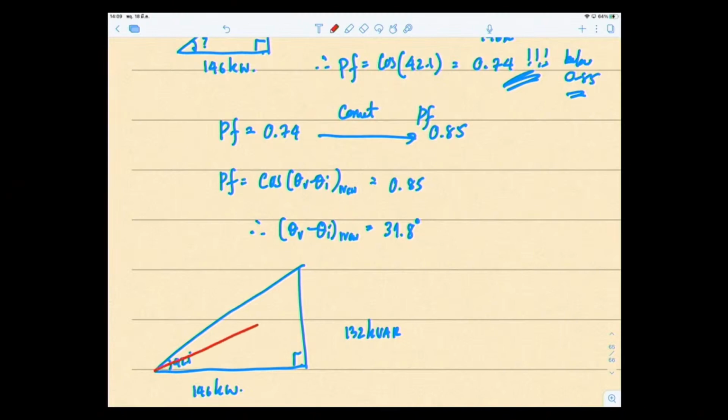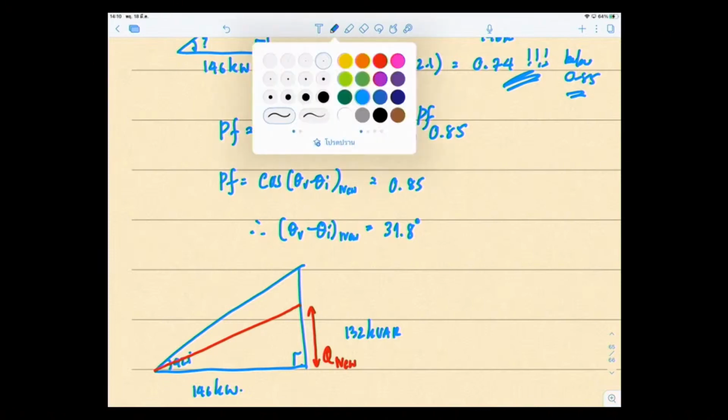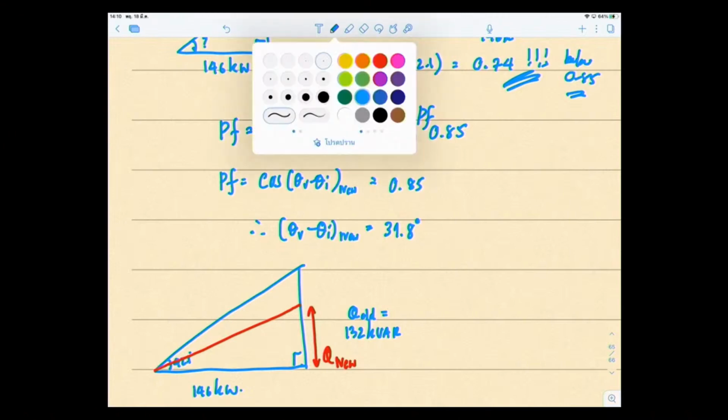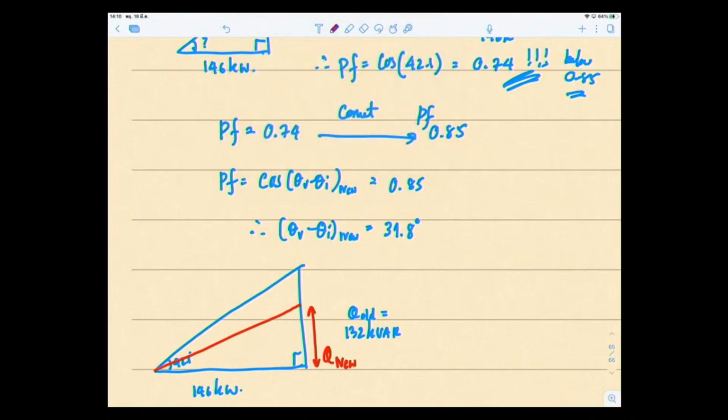So let's just estimate this. Now I get this Q, the new one. Let me write this as Q old, the old one is 132, and this is Q new. I need to lower my Q to get the angle of 31.8. So what is it that can be added to my Q that lowers the value?